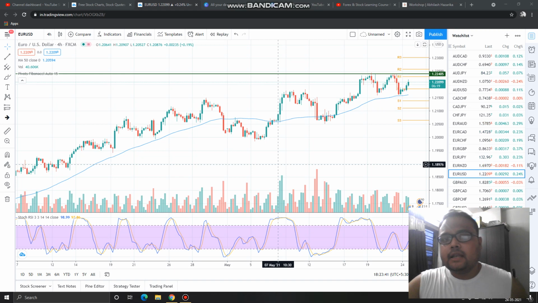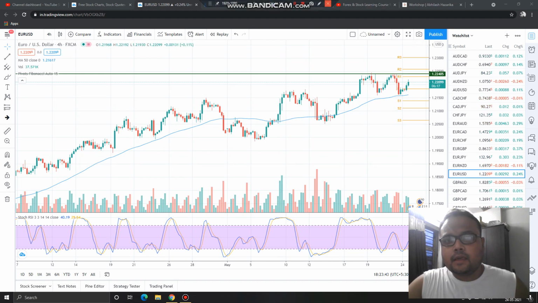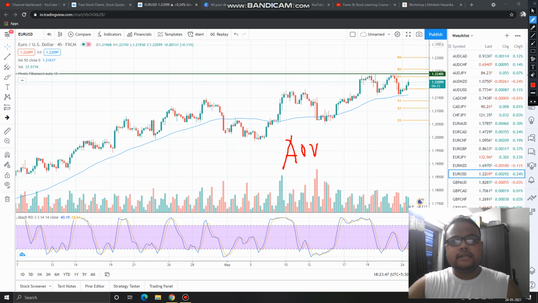In an uptrend market, the area of value is always near the support, and in a downtrend market, the area of value is always near the resistance, or the best trading opportunity is near the resistance in a down market. So in this uptrend market, we can see that the market is getting support from the 50 moving average. See, the 50 moving average is a valid support for the market.